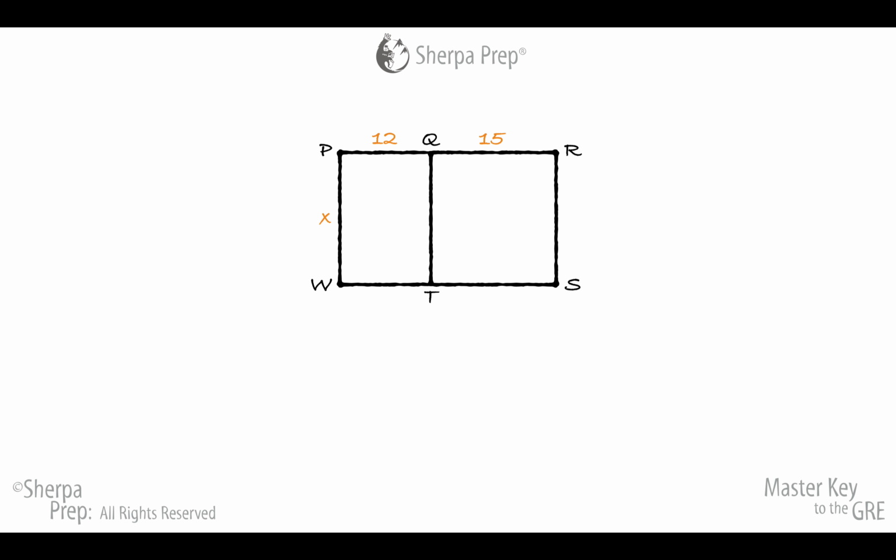Before we solve this problem, let's take a moment to redraw our diagram and label what we know. Now, one thing we want to be cognizant of here: PRSW is a rectangle, as is PQTW. And remember, rectangles have angles of 90 degrees, but they also have opposite sides that are equal. In other words, if P to W has a length of x, then Q to T has a length of x as well, because PQTW is a rectangle, and opposite sides of a rectangle are equal.